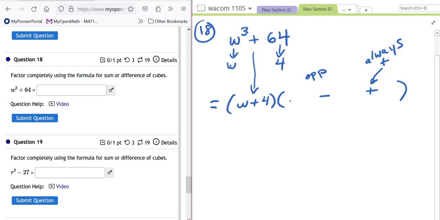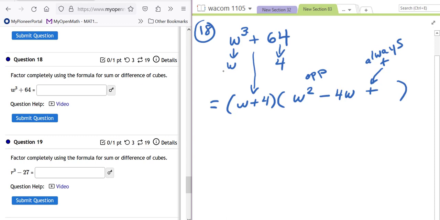All right, now these other 3 pieces are going to come from multiplying all the combinations of your roots. So you're going to do first root times itself. So first times first goes in the first spot. This was W times W. Then you're going to do the first root times the second one. W times 4 is 4W.